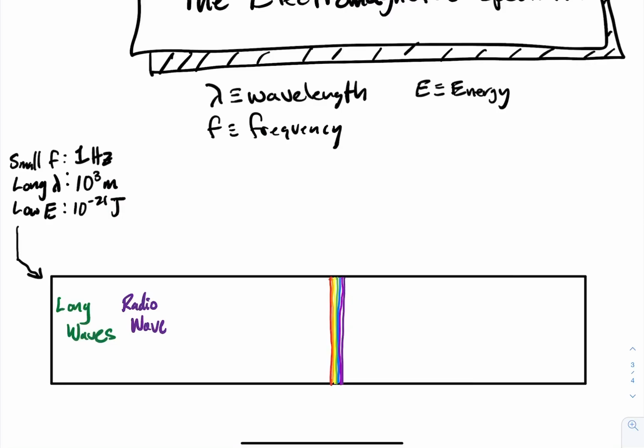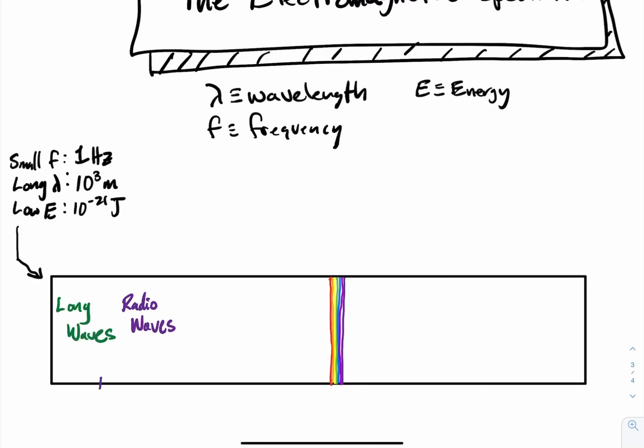I'm sure you can think of an application for radio waves. Well, how about your car radio? Was there a time in your life that you thought that your car radio was intercepting sound waves from the radio station? Because it isn't. It's intercepting light waves. Radio waves and long waves are kind of the same sort of category of waves.